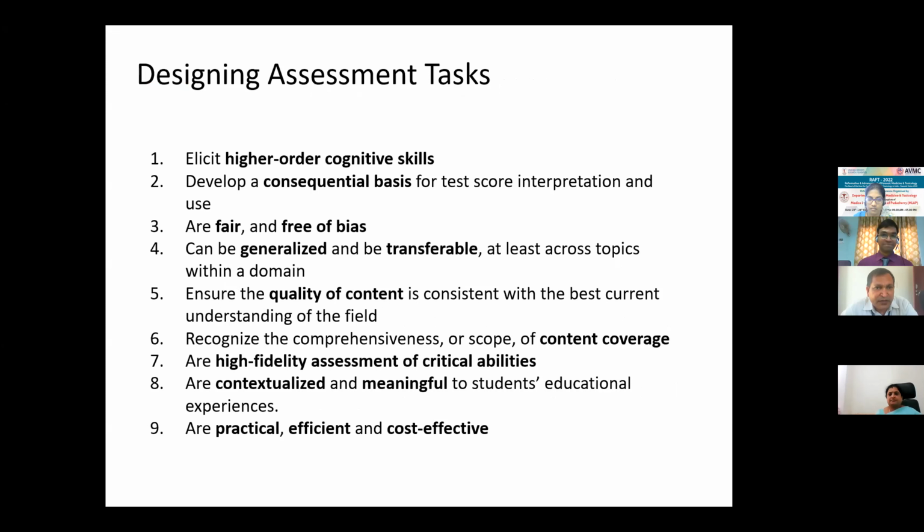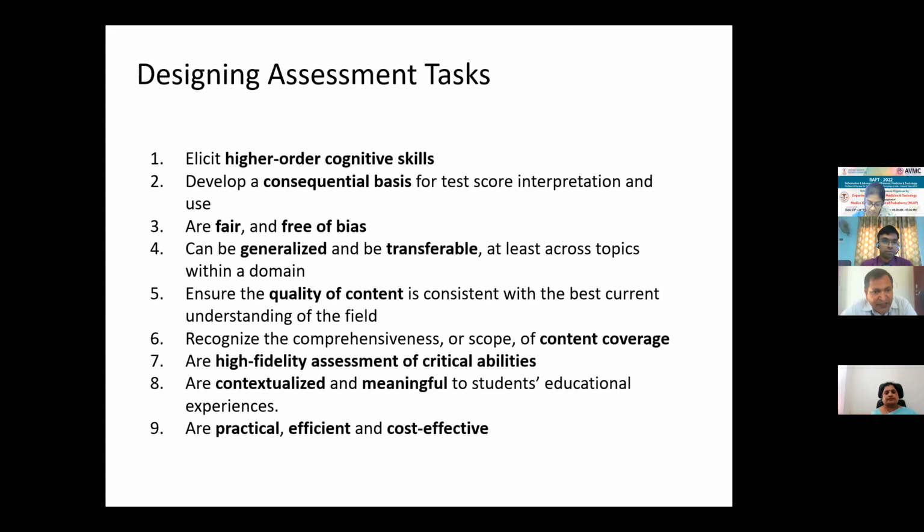Before designing the assessment tests, you must have a certain idea in your mind, where you are going to elicit higher-order cognitive skills and develop a consequential basis for test score interpretation and use. Designing assessment tests must be fair, which is free of bias. It is generalized and ensures the quality of the content. It should be for everyone, whether the student is a low achiever or a high achiever. It should be the same for everyone. You should not be biased, and should ensure the quality of the content, and it can contain the entire coverage given in the curriculum.